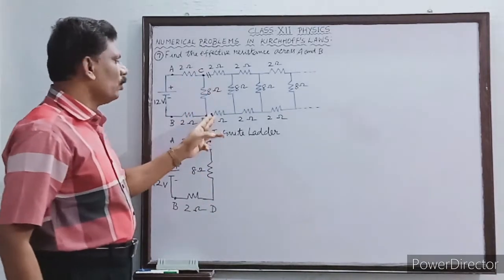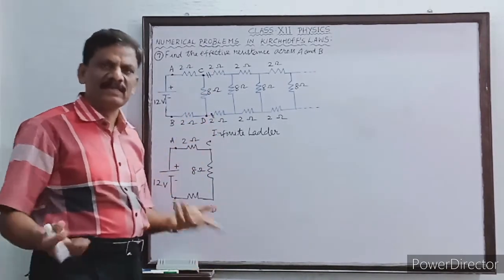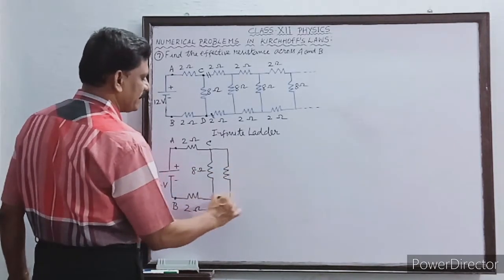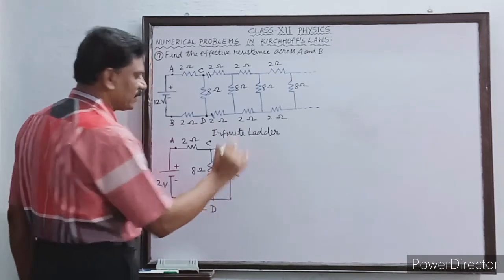So even if one loop is cut from the infinite ladder, it will have the same resistance. So I will take that the entire resistance on the right hand side is denoted as X ohm.